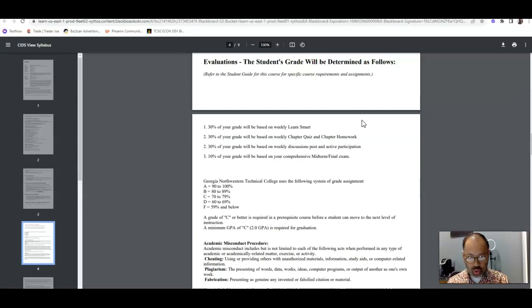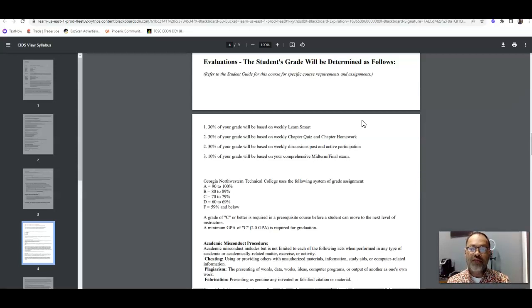It's extremely important that you start doing your work right away. This is a 7.5-week course. It goes by very, very quickly. There's no time to lose. Day 1, you need to get started on your assignments. 30% of your overall grade comes from the Smart Book or the Learn Smart. The next 30% comes from quizzes and homework assignments. If you understand ratios, you understand the weighted part of this: you're going to have about 14 chapters you work on.